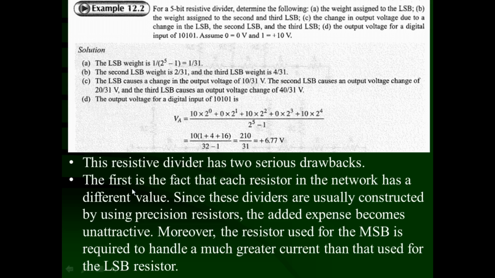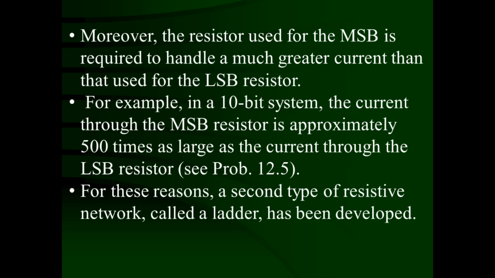One of the networks here is given as an example. Moreover, the resistor used for the MSB is required to handle much greater current than that used for the LSB, and precise values of the resistance are required. Otherwise, the analog output voltage corresponding to the digital signal is not going to be linear. So these two drawbacks are there in a resistive divider network.